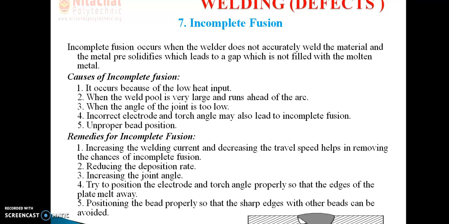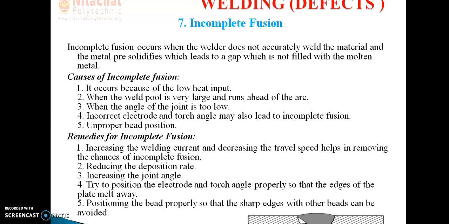Then number four, try to position the electrode and torch angle properly so that the edges of the plate melt away. During that positioning, we already discussed this point. If the position of the welding is horizontal to the surface, that means we are putting the bead on the ground, then this type of problem can be easily avoided. Last one, positioning the bead properly so that sharp edges with other beads are avoided.